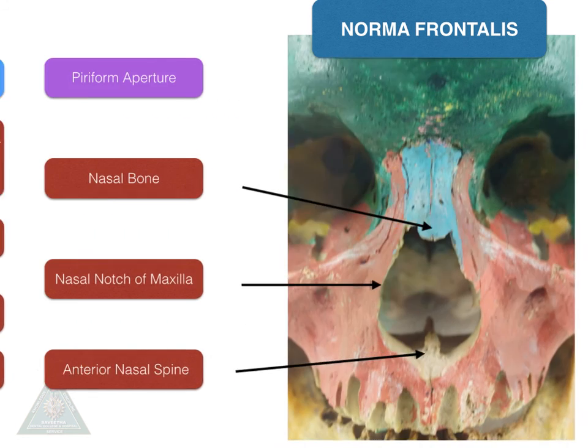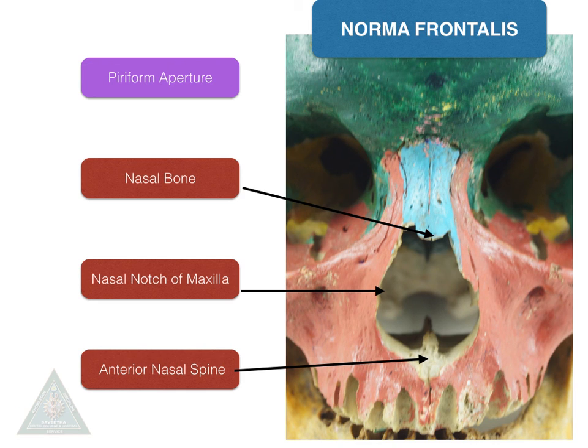Moving on to the piriform aperture, it is otherwise called the anterior nasal aperture. The boundary of the piriform aperture is formed superiorly by the inferior border of the nasal bone and the nasal notch of the maxilla. Below it, we have the anterior nasal spine, which gives origin to the muscle incisivus.